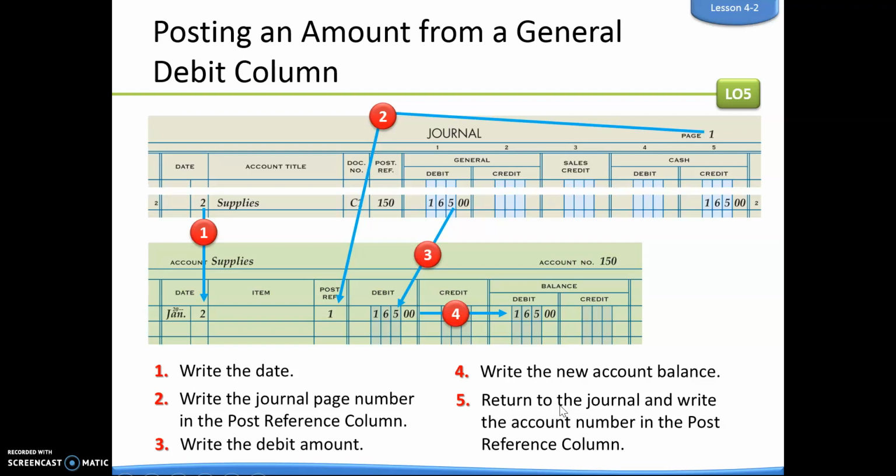And then the fifth and final thing, which so many people forget to do because you do all of these steps and you look like you're complete. You are not. The fifth and final step of posting is that we go back to our journal, and we write our account number for supplies in our post reference column of the journal. What that says to us is that we have indeed posted that account. If not, it gets very difficult to remember what transaction you are on. So you can see we put our account number 150 up into the post reference column. And that's posting.